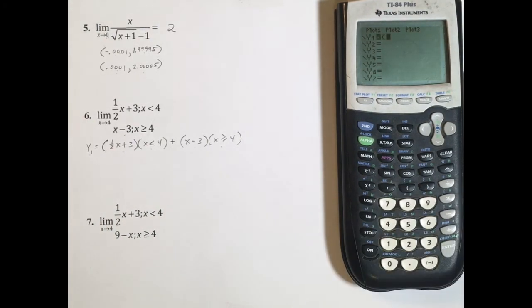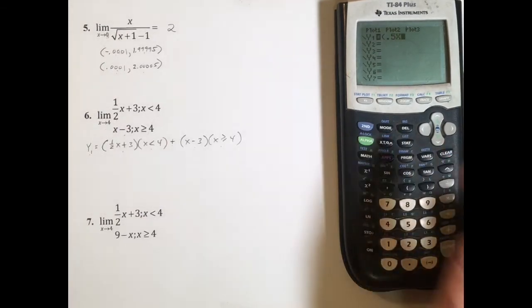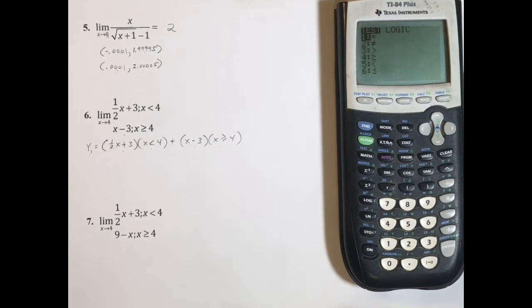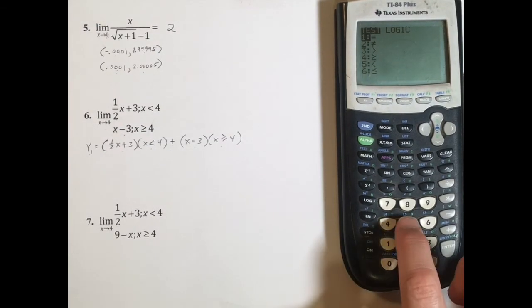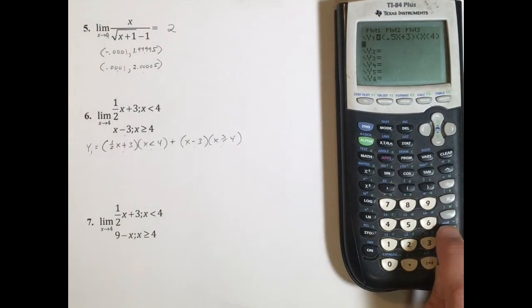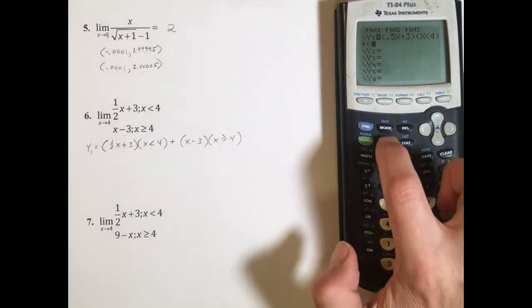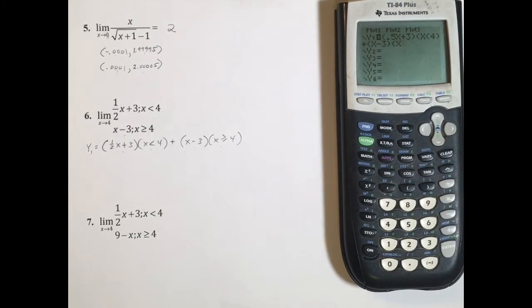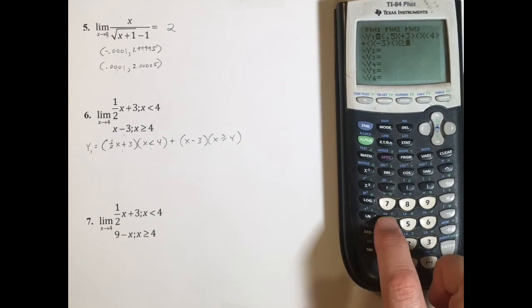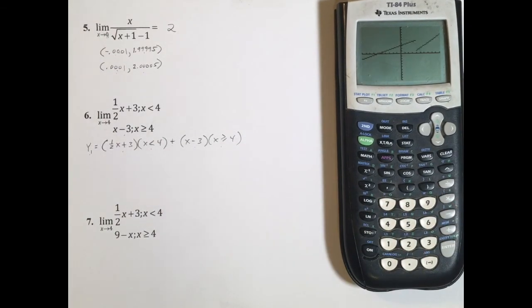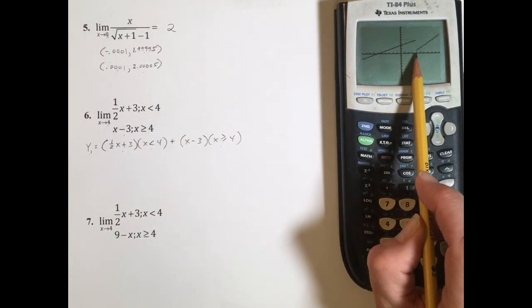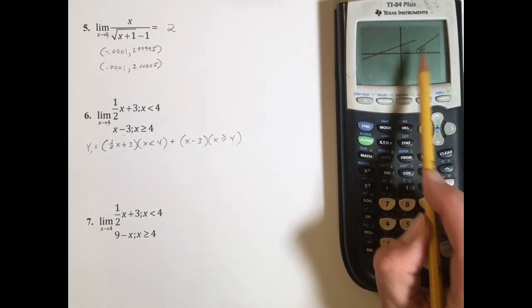So y equals, I'll open up my parentheses, 0.5x plus 3, parentheses x, and second math will allow me to access my inequality symbols, less than 4. Then plus my other piece, so in parentheses x minus 3, and also in parentheses x is greater than or equal to, second math allows me to access my greater than or equal to symbol. This graph certainly seems to be exhibiting some strange behavior where x is 4. When we get to 4, the function is jumping from here to here.